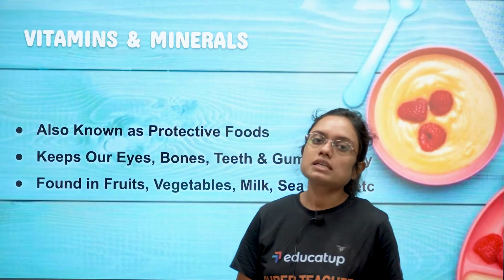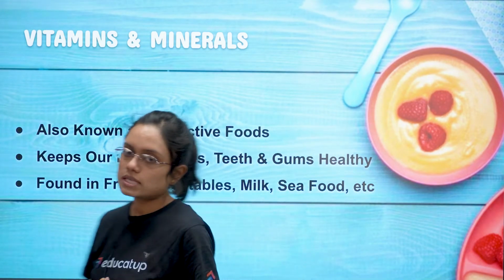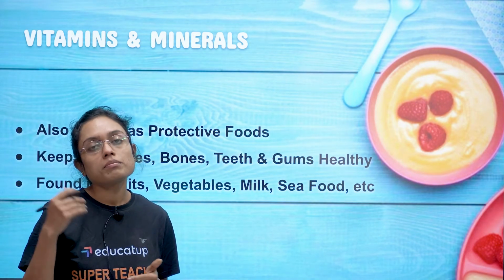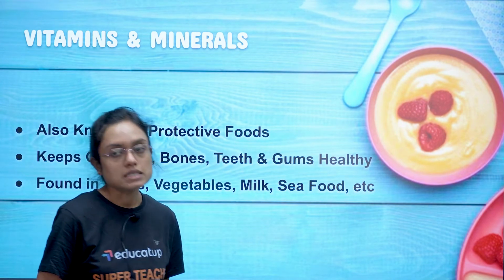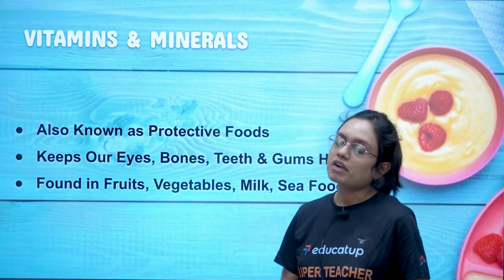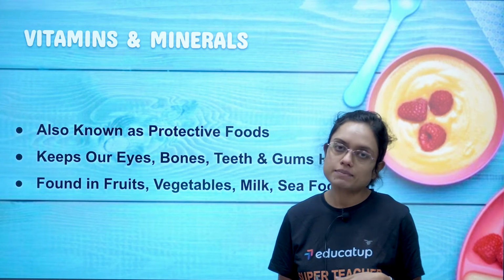Now, the next nutrient is vitamins and minerals. So, vitamins and minerals are also known as protective foods because they protect our body from a lot of diseases and germs. They also keep our bones, teeth and gums healthy, along with eyes. They are found in fruits, vegetables, milk, seafood, salt, etc.